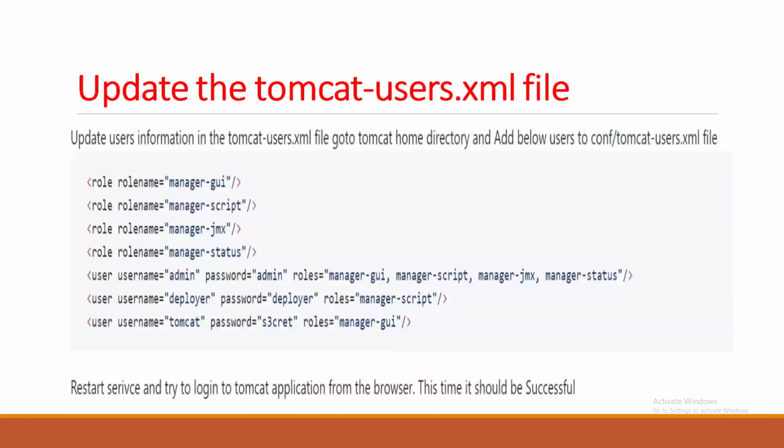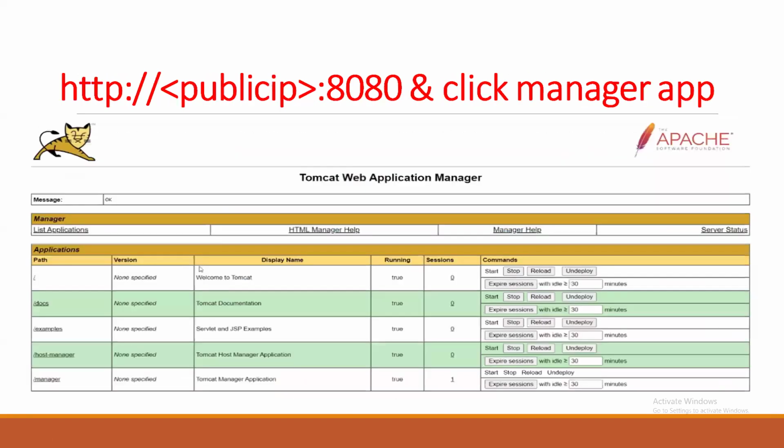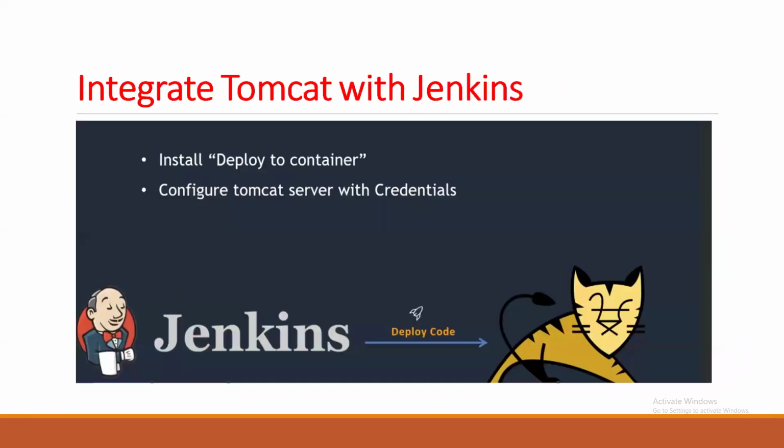Username and asking the password, update the tomcat-users.xml. You need to update the password, username and admin. Then restart the service, try to log into the Tomcat application from the browser. This time you should be successful. Yeah, it's successful. So now integrate Tomcat with Jenkins.